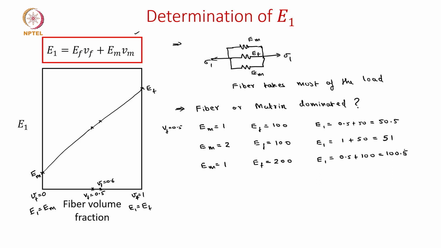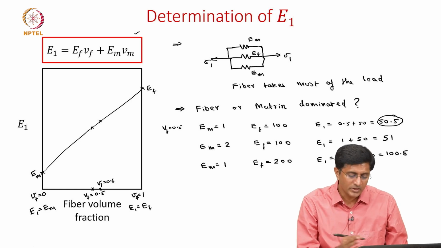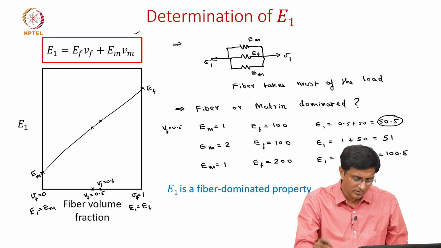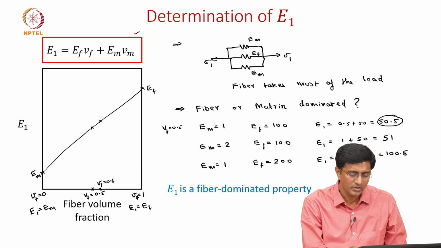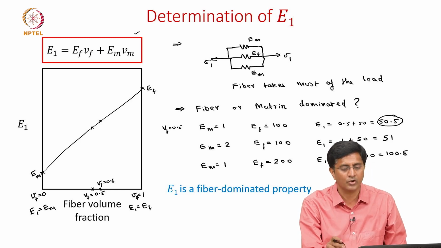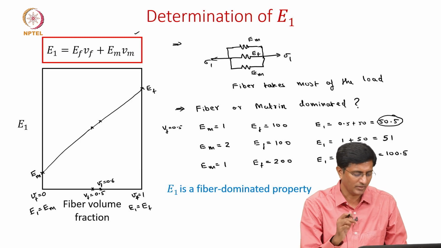So what did we notice? Compared to the initial value, when we double the modulus of the matrix, there was no big change in the modulus of the composite. Whereas when we double the modulus of the fiber, even the composite modulus also changed. So from this example, we can conclude that E1 is a fiber dominated property because changing the properties of the fiber will have a more significant contribution to the changes in the E1 value.